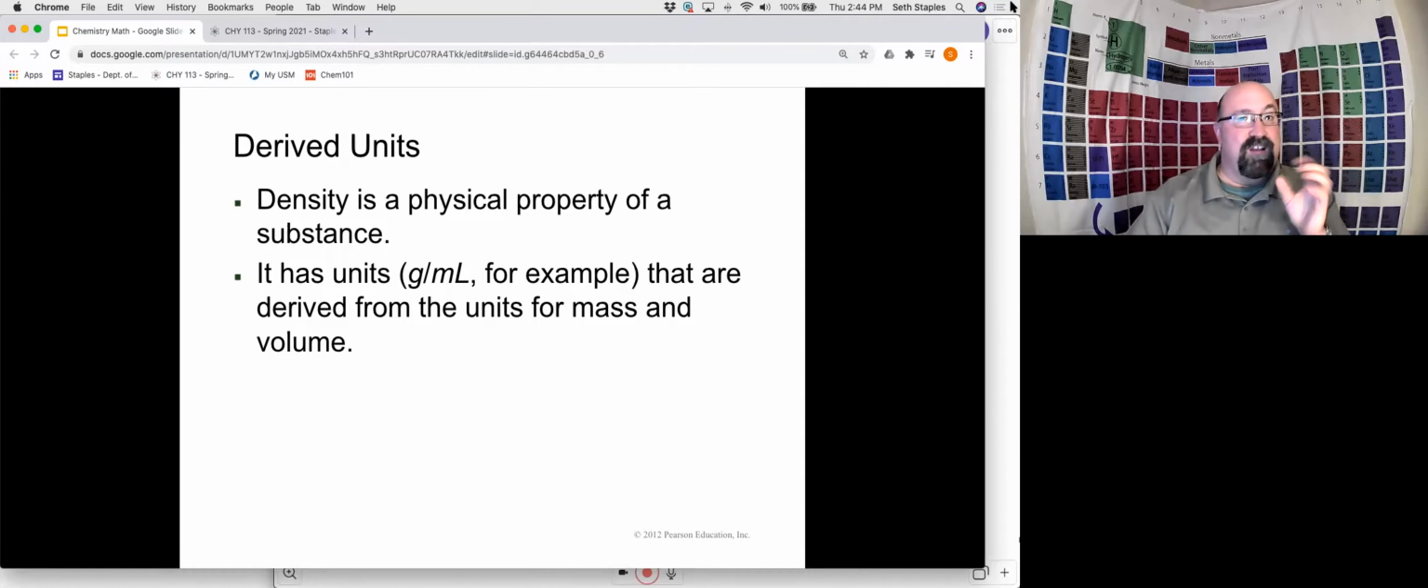Density is a real easy calculation. You're going to be doing some work with density and some density calculations as part of your first 114 lab. But density simply equals mass divided by volume. So we find the mass, we find the volume, we divide, and we have the density. And like I said, typically in this class, we will use units of grams per milliliter.